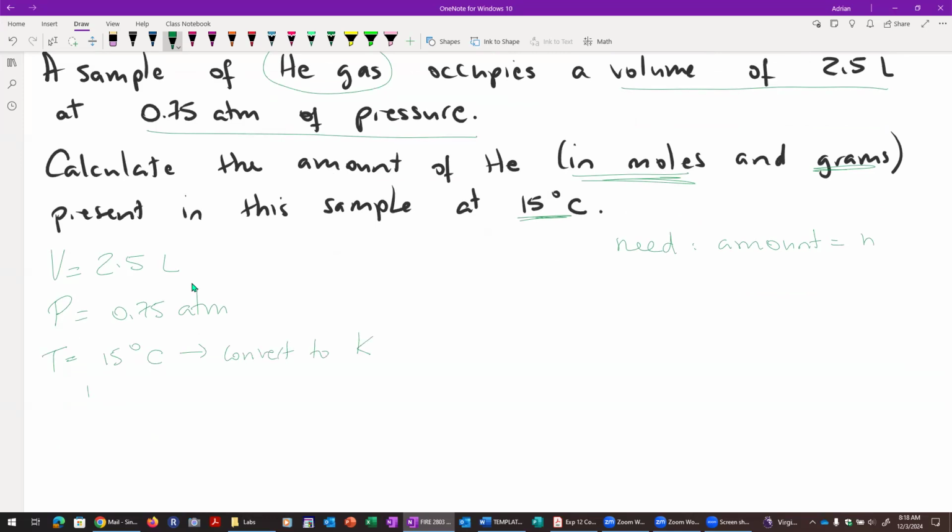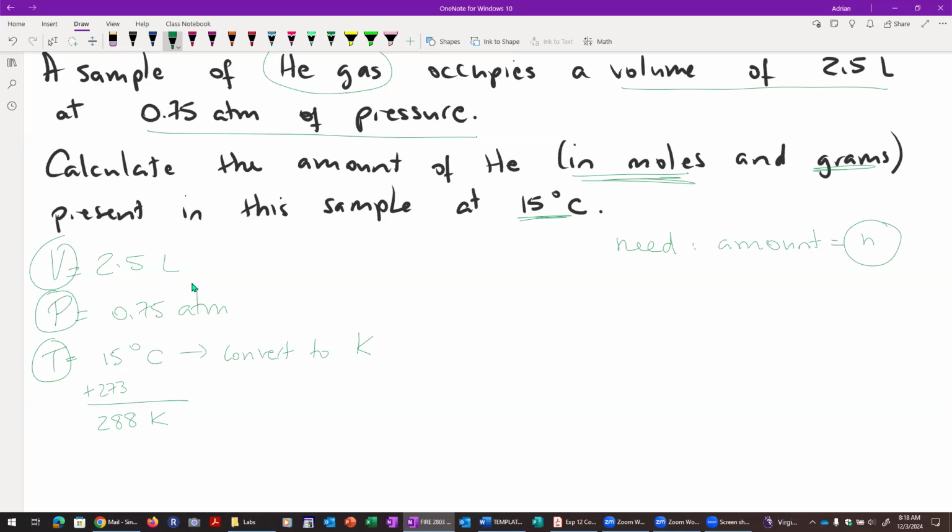Okay, then we're just going to add 273 to this to go from Celsius to Kelvin. So this gives 288 Kelvin. And what we need to find again is the amount N. So we're given P, V, and T, and we need to find N. So those are all four of the gas variables that we talked about.